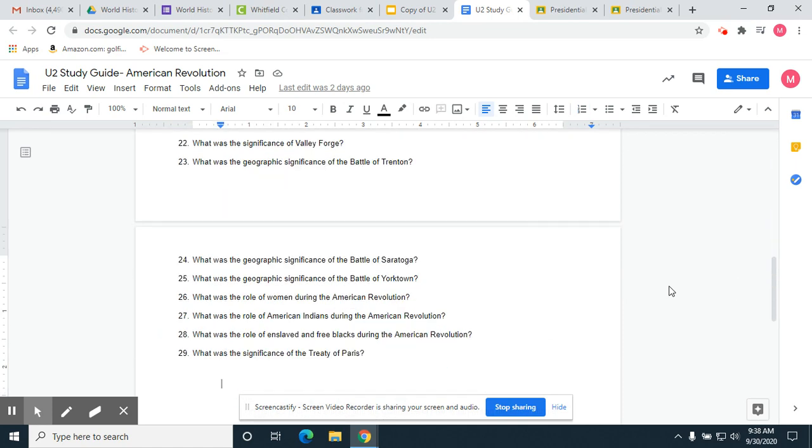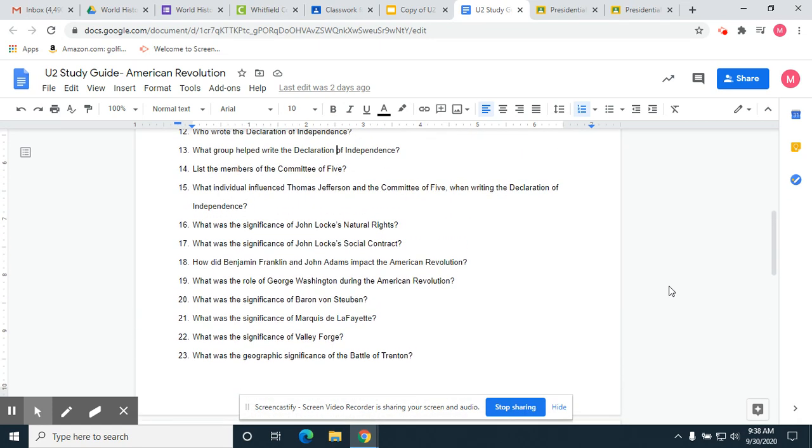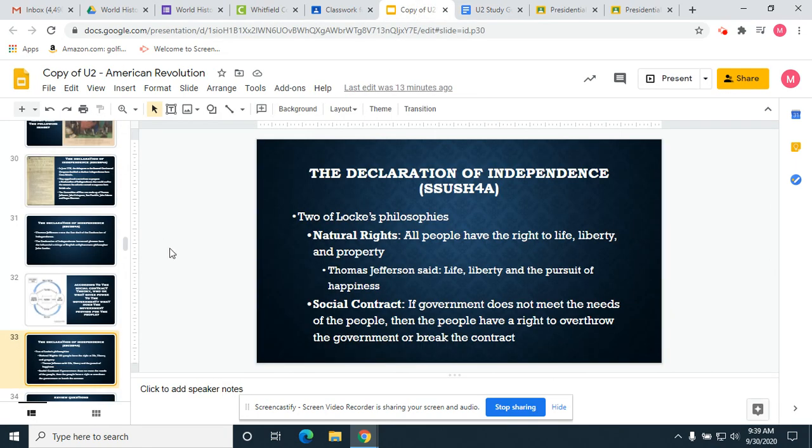So, because of this, later on in that year, we're going to have the Declaration of Independence signed, okay, July 4th, 1776. Okay, the group that helped write the Declaration of Independence is the Committee of Five. Okay, the Committee of Five is going to be, I'll show you real quick.